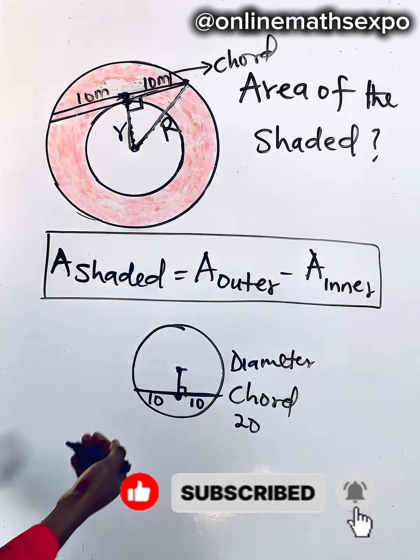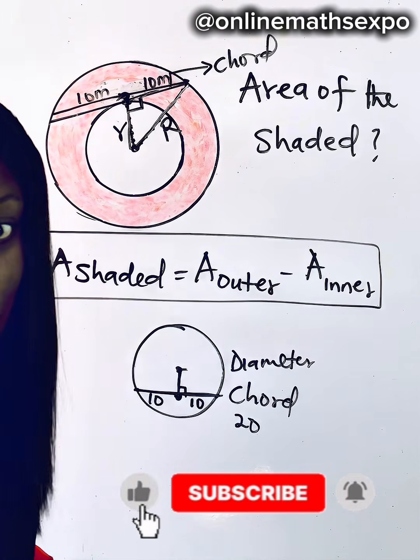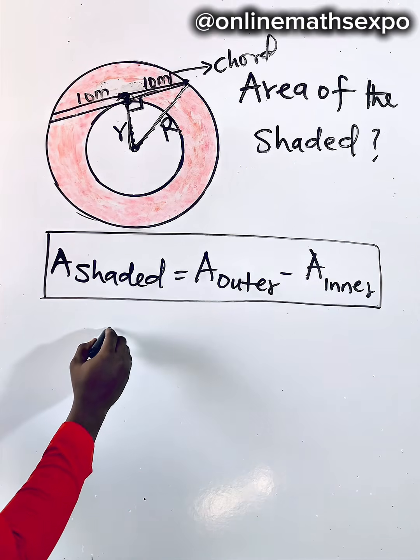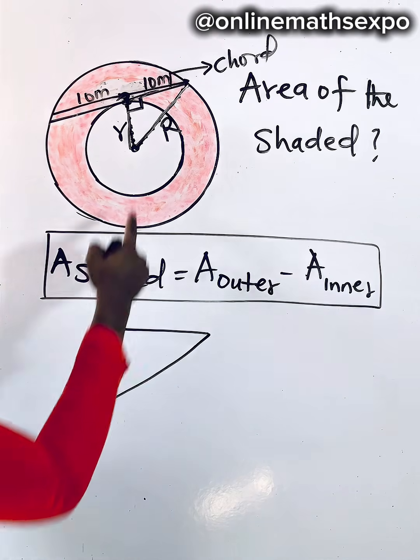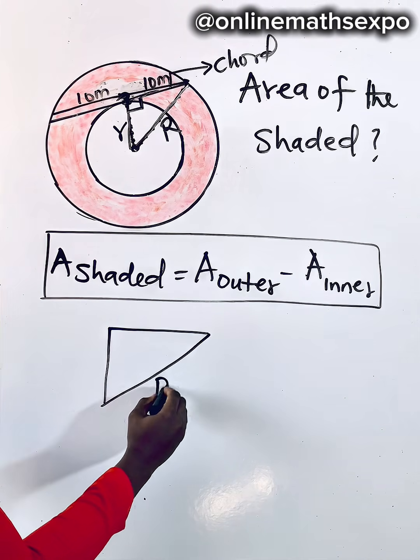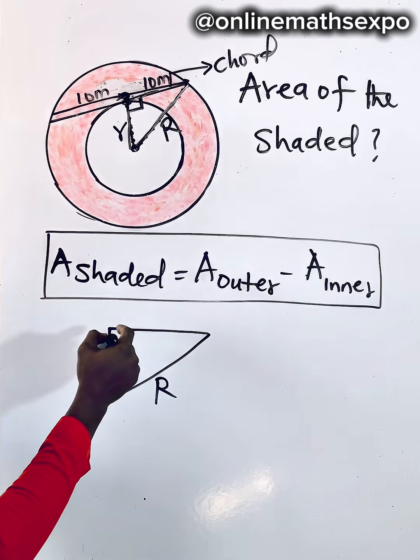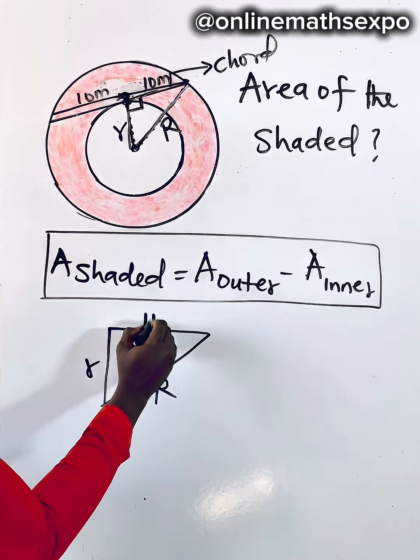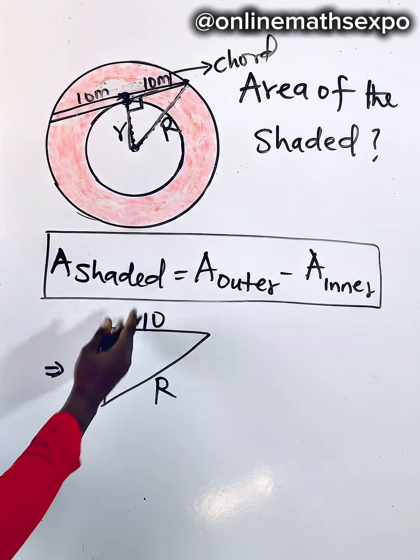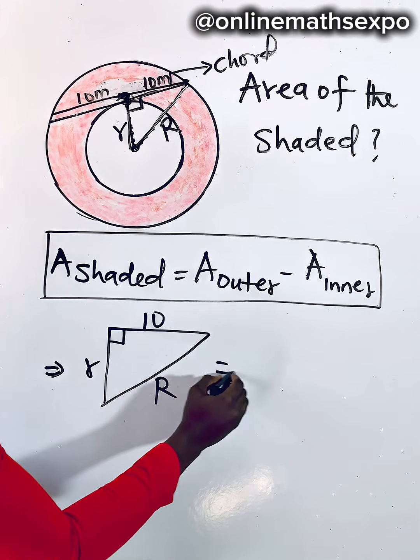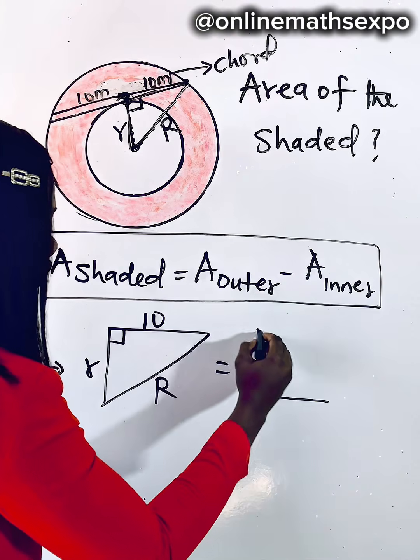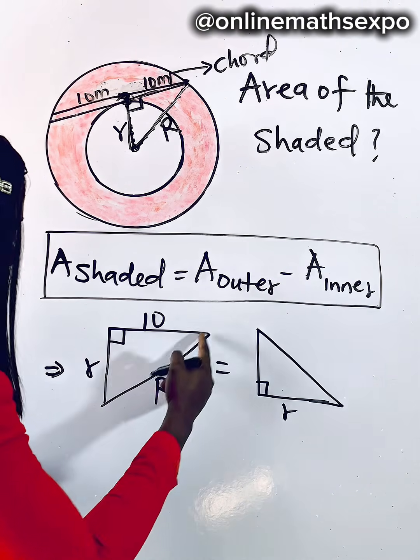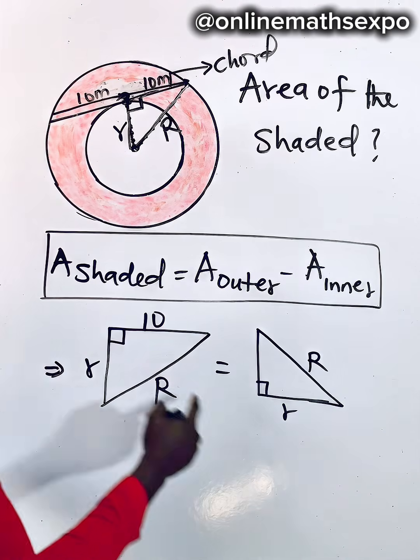So let's bring that shape out to see if it helps us in what we want to do. Bringing out this shape, this is what we have. From here to here is the radius. This is also R for the small circle. Then from here to here measures 10 meters. We can rotate this and it gives us this. This place measures r and this longest side measures capital R.